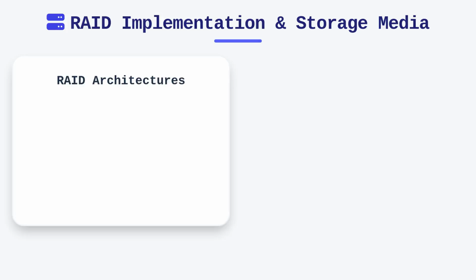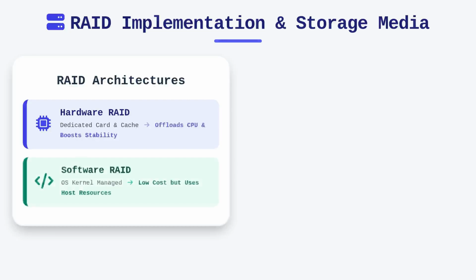When implementing these arrays, you must distinguish between hardware and software RAID, as each impacts system performance differently. A hardware RAID controller is a dedicated physical card with its own processor and cache memory, offloading the heavy computational work from the main server CPU and typically providing better stability. Software RAID, conversely, is managed directly by the operating system kernel, which is cheaper to implement but consumes host resources and lacks the dedicated cache features of a high-end dedicated controller.